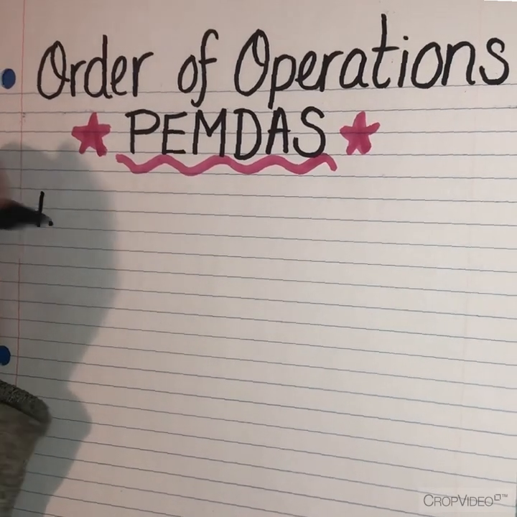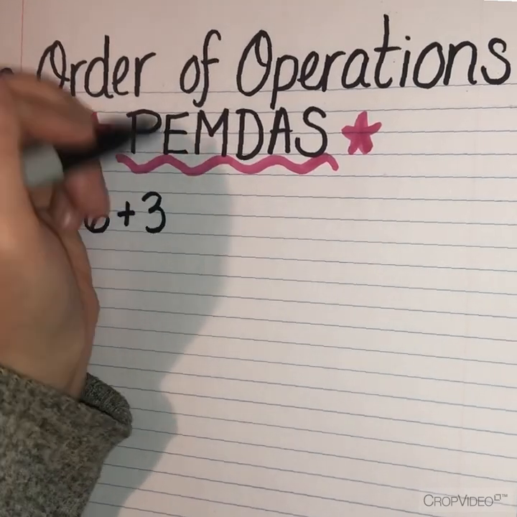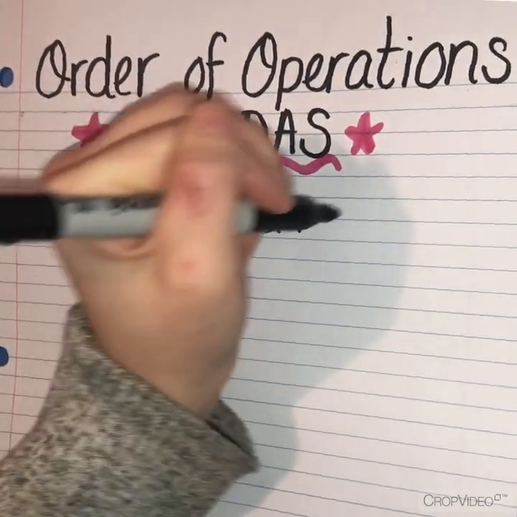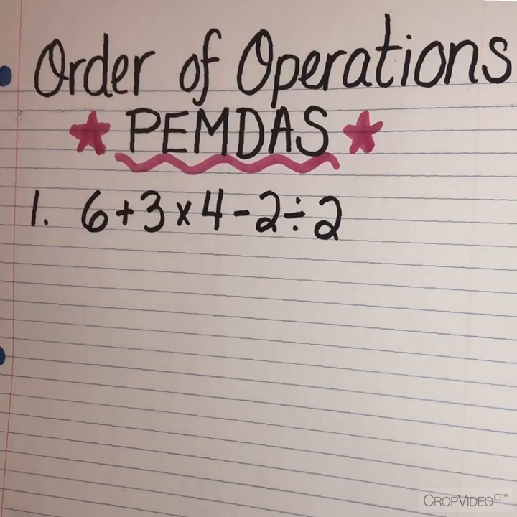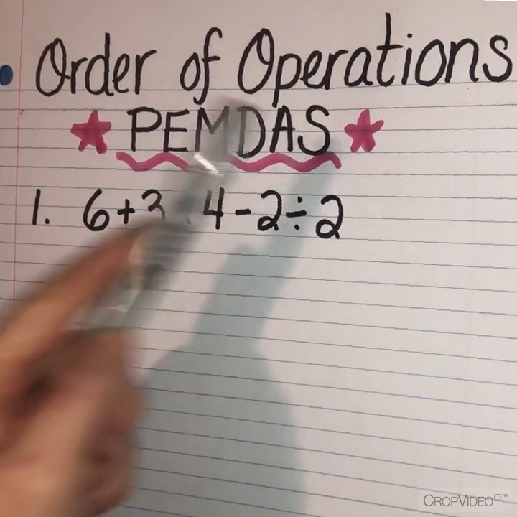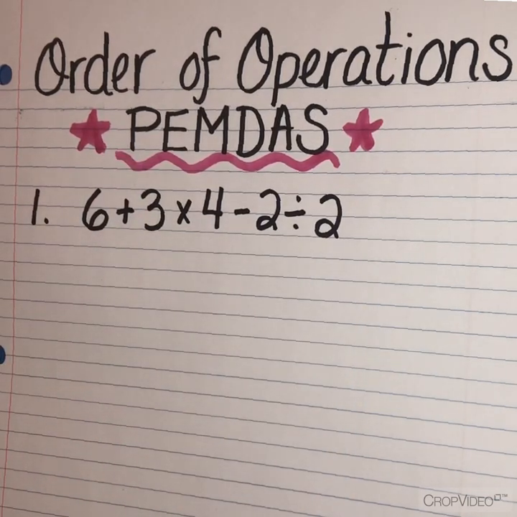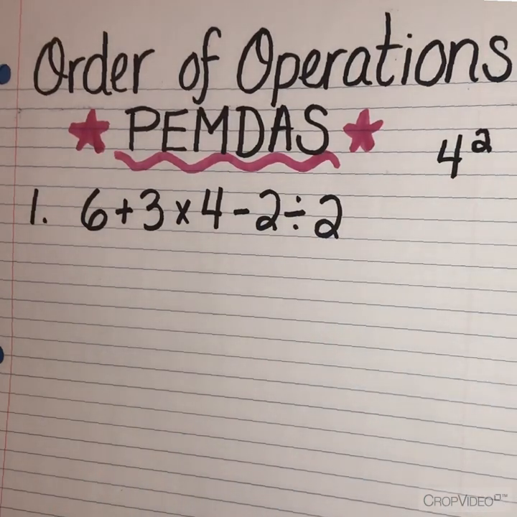So my first example that I'm going to give just includes adding, multiplication, subtraction, and division. Our first step is just to look; we're going to start from P, make our way down to S. So parentheses, is there anything in our problem that holds parentheses? No, there's not. So we can skip to the E, exponents. Is there anything in our problem that has an exponent? An exponent being something like this little guy. We do not.